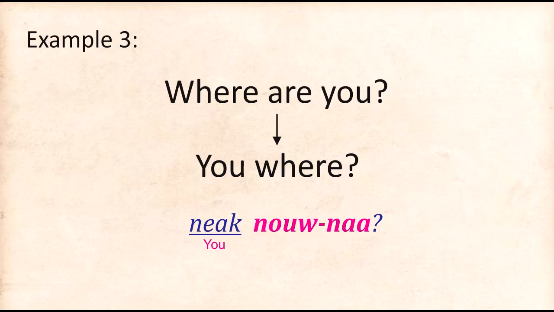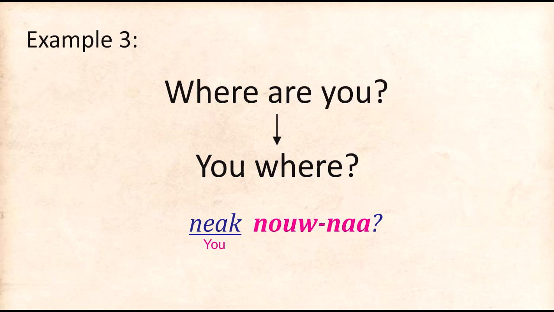Example number 3. Where are you? When you say it in Khmer, you where? I silent to be are, so you will not hear are anymore. You where? And then when you translate into Khmer, អ្នកនៅណា. You see, it's very easy.